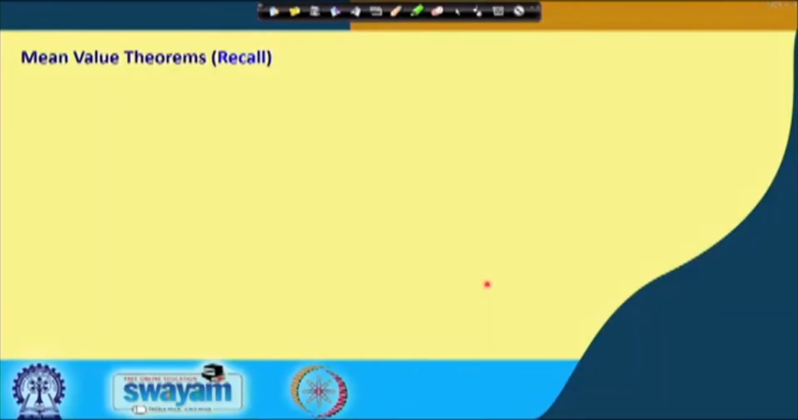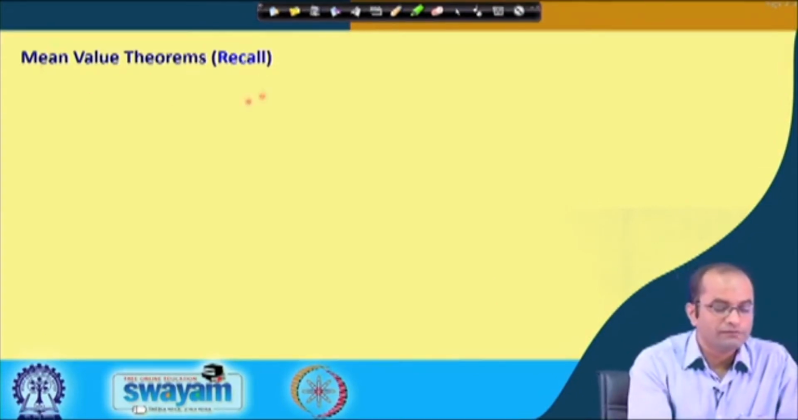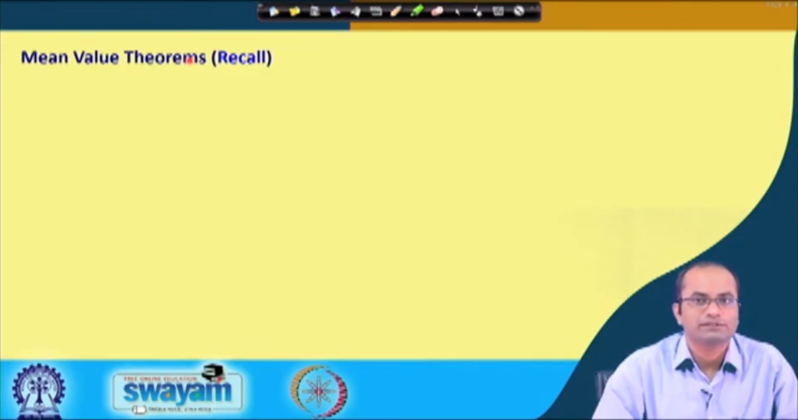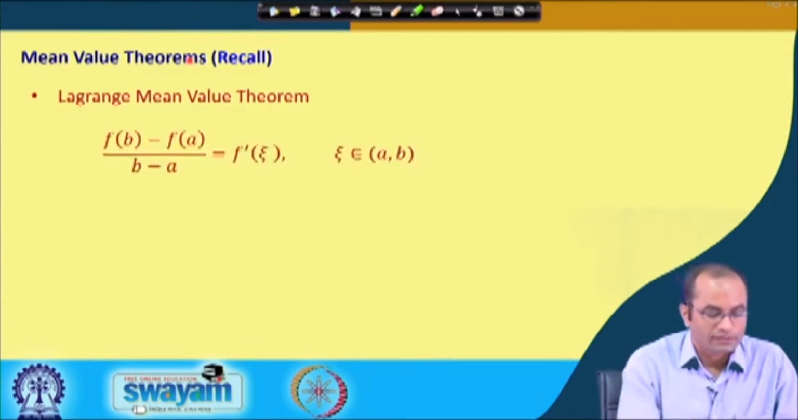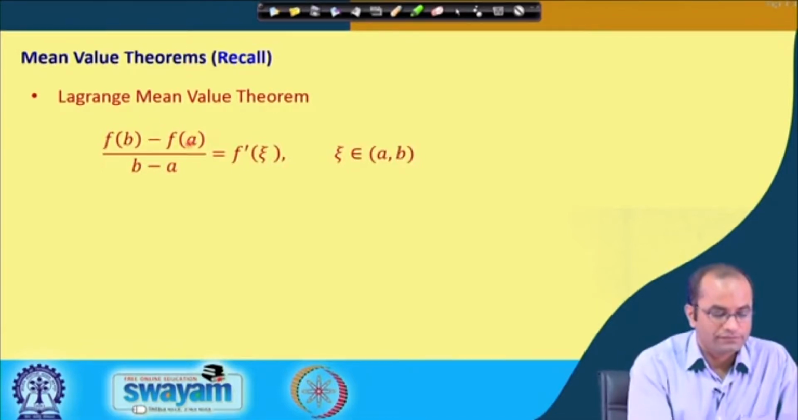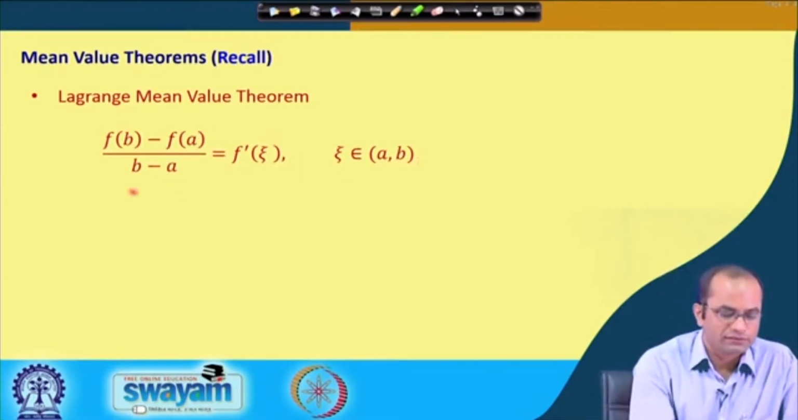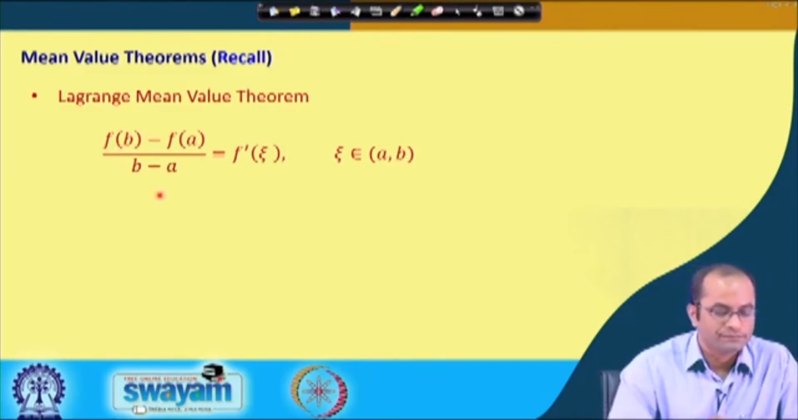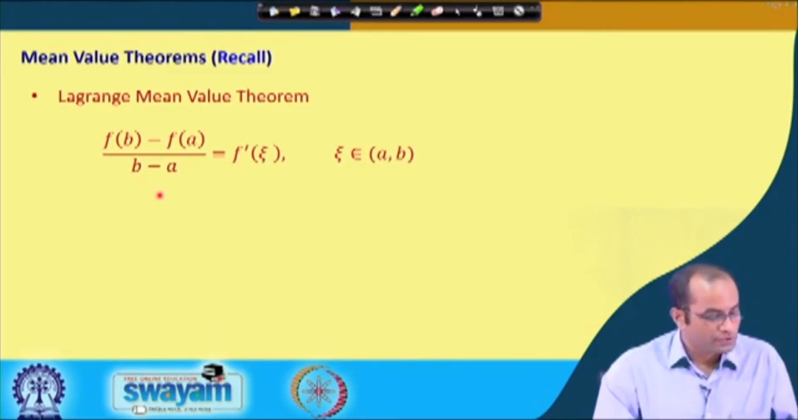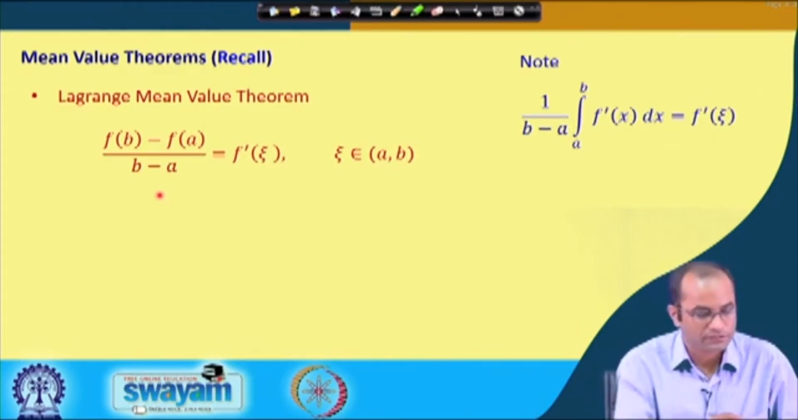So, before we go to define this rule, we need to recall the mean value theorem. We had already discussed in previous lectures in differential calculus this Lagrange mean value theorem, which says that the ratio f(b) minus f(a) over b minus a is equal to f prime of xi, where xi is somewhere between a and b. And here we had the assumptions that f is continuous on the closed interval [a, b] and differentiable on the open interval (a, b).